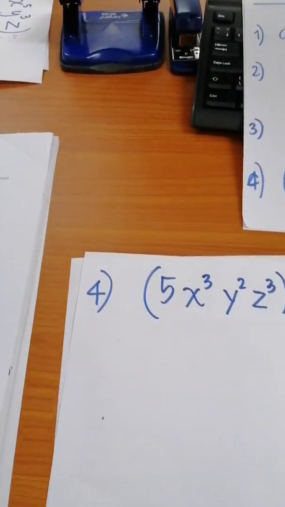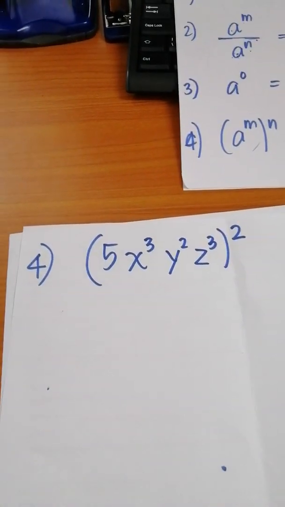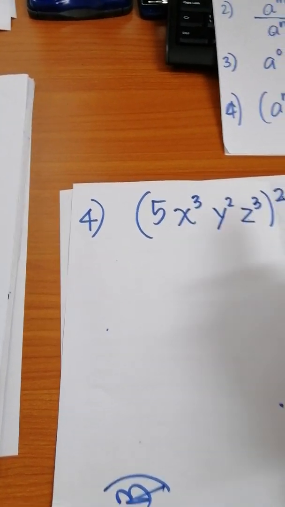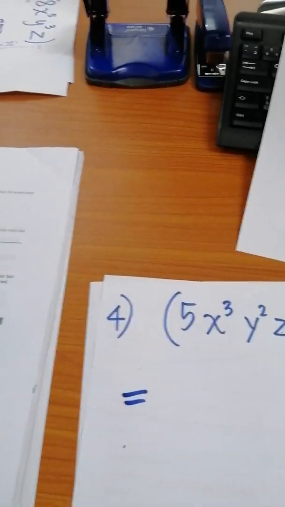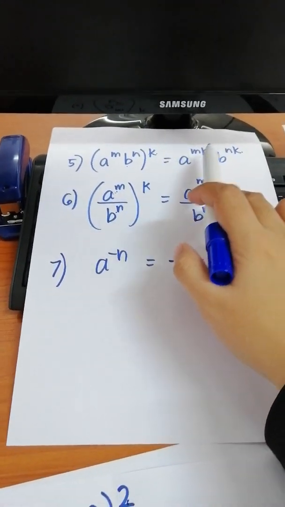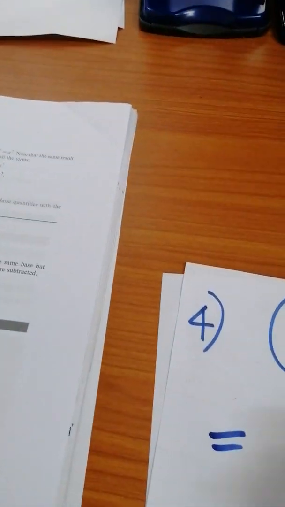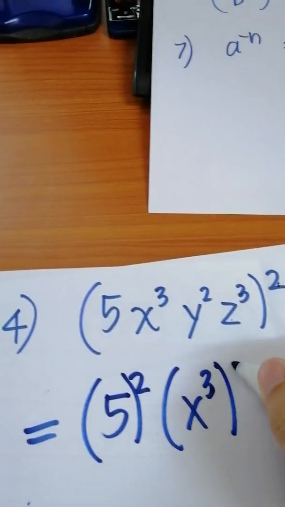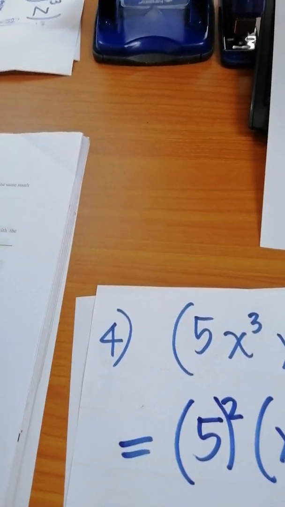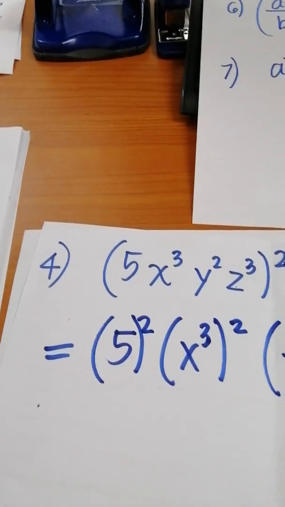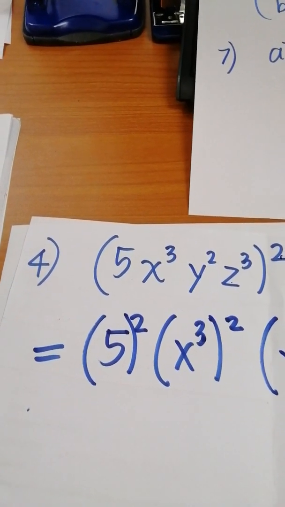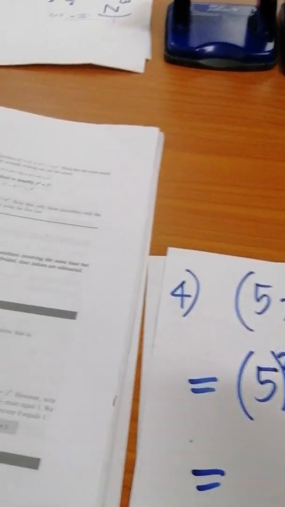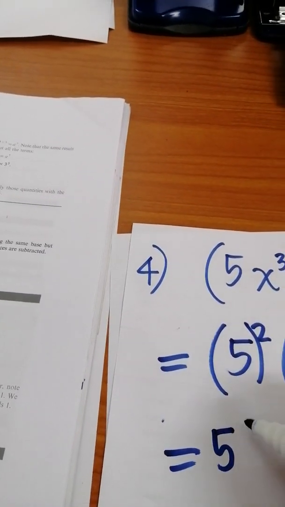Okay, before we go to number 5, to understand it: here you have a base raised to a power. So that means rule number 5: you multiply the power to all the bases. So 5 power 2, and then 1 times 2 is 2.